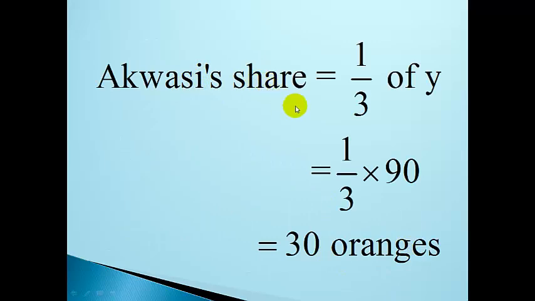Now, Akwasi's share from the problem was 1/3 of y, where y is the total number of oranges. From our calculation, the total number of oranges is equal to 90. Take note, 'of' means multiplication. So 1/3 of y equals 1/3 times 90, because y is now 90. So Akwasi's share will be equal to 1/3 times 90, and 3 goes into 90 30 times. That means that Akwasi's share of the oranges is equal to 30 oranges.